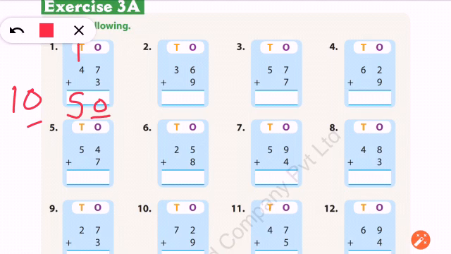6 plus 9 is 15. So 1 will be carry over here and 3 and 1 will be 45. 7 plus 7 is 14. 1 carry over 5 and 5 plus 1 will be 64. So 2 plus 9. 2 plus 9 is 11. So 6 plus 1 is 7.